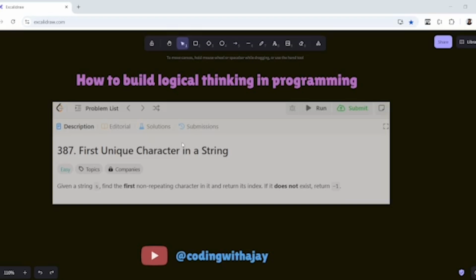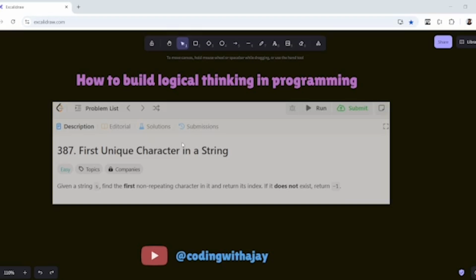In my opinion, logical thinking isn't a talent, it's a muscle you build by consistently working hard. So let's break down the steps that I usually follow and that are proven to work.